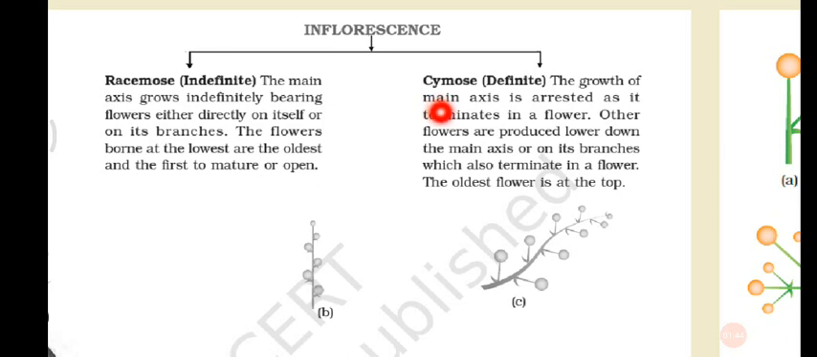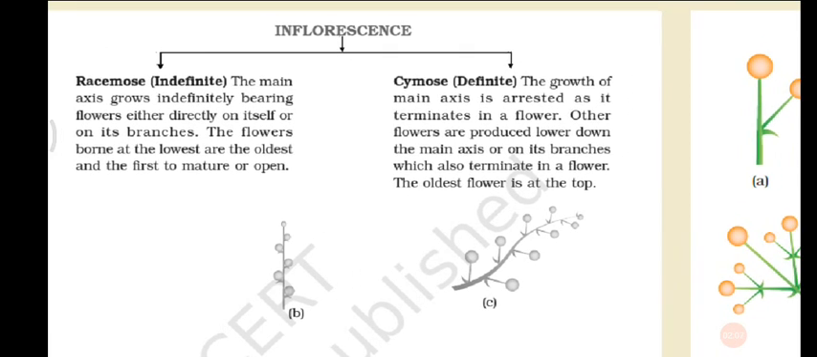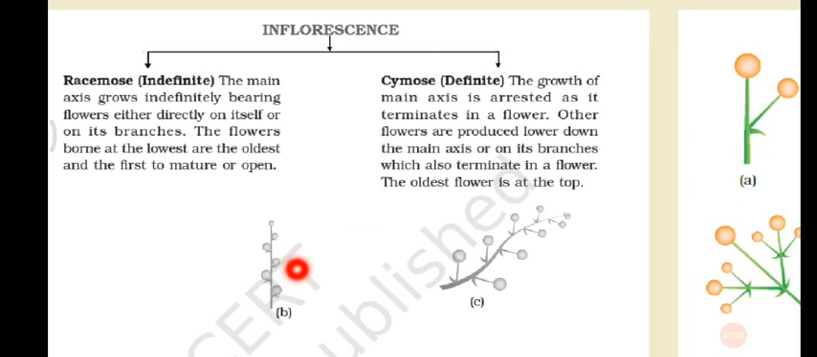When I say racemose, what are the important characters? Only two important characters have to be remembered. The growth of the peduncle will be continuous. The second one, the flower arrangement is acropetalous in nature. That means the older flower at the base. Look at this diagram. Older flower at the base, younger flower at the tip. This pattern we call acropetalous.